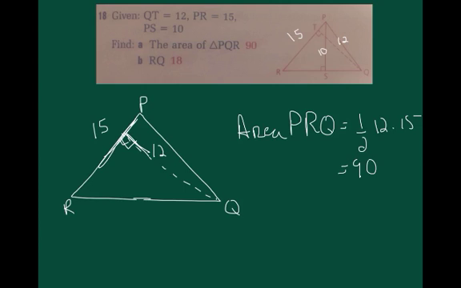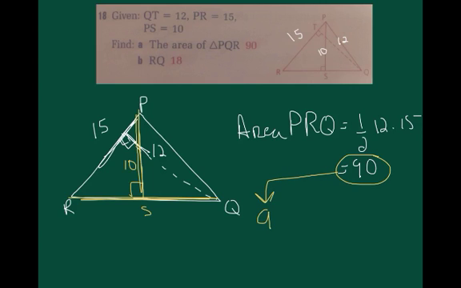But in part B, they ask us for something else. They want side RQ. And they give us another altitude, PS, which they tell us is 10. So now I'm going to use RQ as my base, and PS is going to be my altitude. And so I will import my answer from part A and set up another area equation.